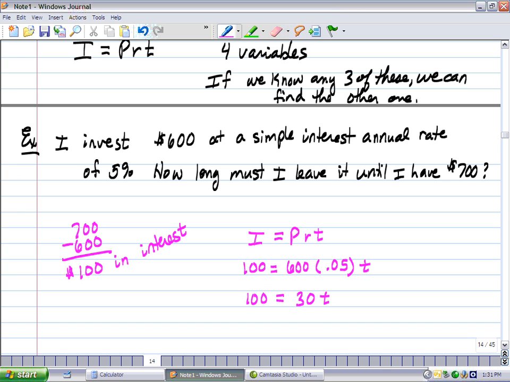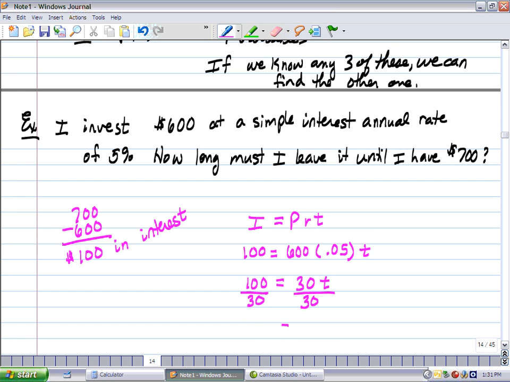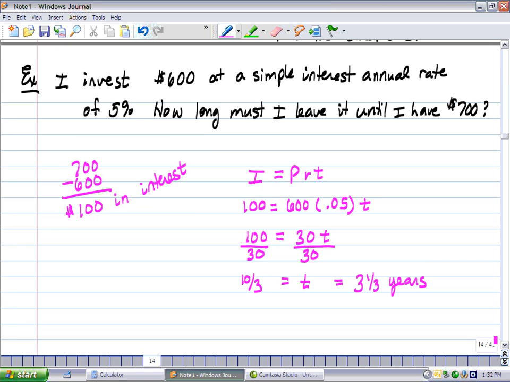So how am I going to figure out T? I'm going to divide both sides by 30. And T is going to come out to be 10/3, which is what? 3 1/3 years? So it would take 3 1/3 years if I were to invest $600 at a rate of simple interest of 5% to get $700. If you would like, you could change that third of a year, because 1/3 of a year, how much is a year? 12 months. So that would be the same as what? 4 months. So 3 years and 4 months it would take.